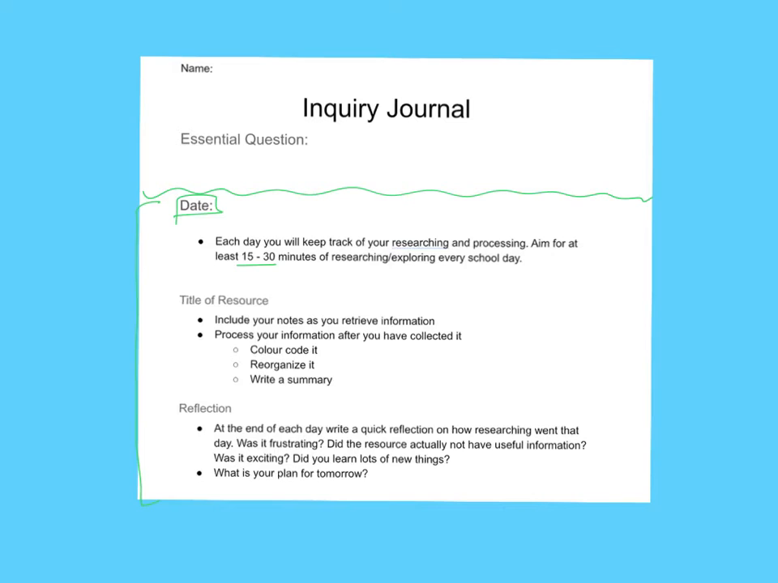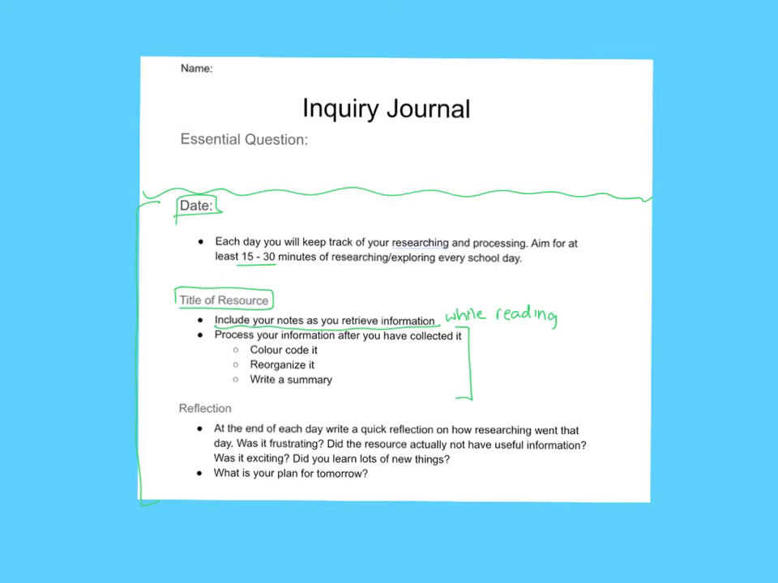So for this week and for next week. This week we're focusing on our research. Next week we'll start talking about authentic pieces again. Now, when you're doing your researching, for each resource, you're going to start by putting the title of the resource. And then write your notes as you're retrieving information. So as you're reading it, what are the key points that you're writing down? This is while you are reading.